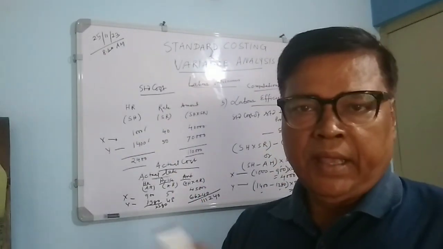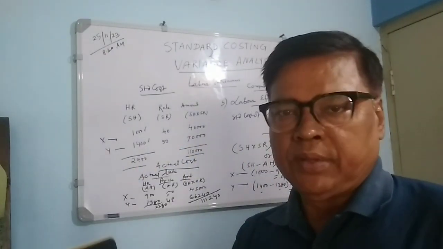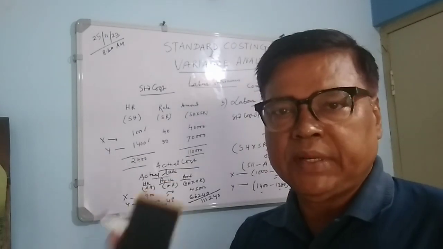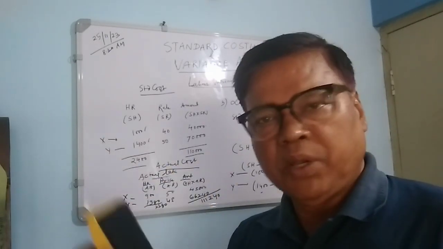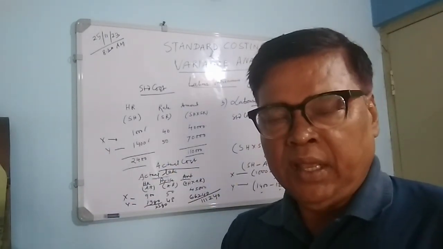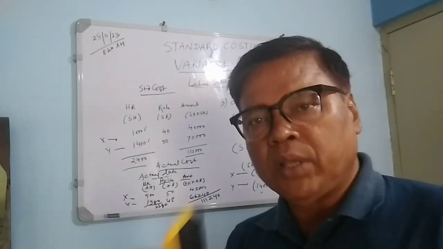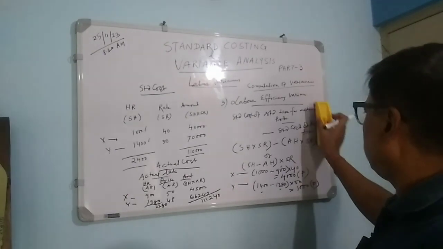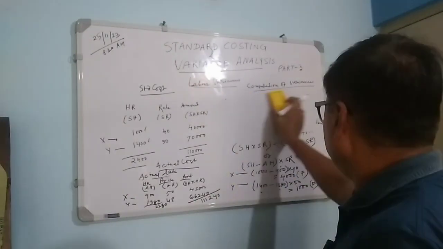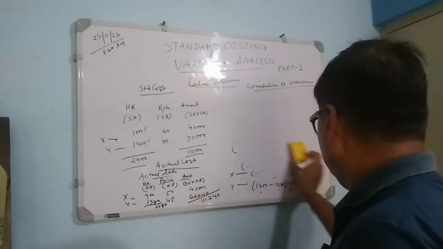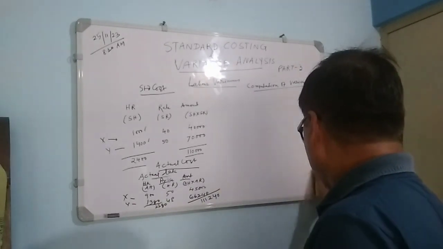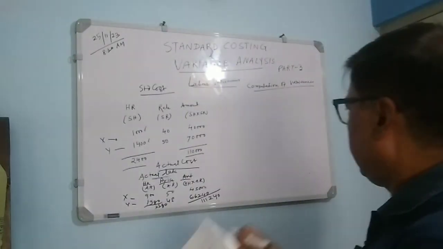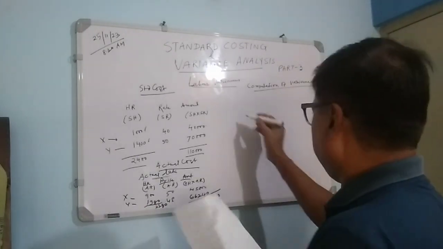Concept wise, if your actual is less, it is favorable, because you always have to standardize, and you try to keep actual less than standard. Otherwise, standard means nothing, and you cannot control your cost for labor. So this is the labor efficiency variance we have done.